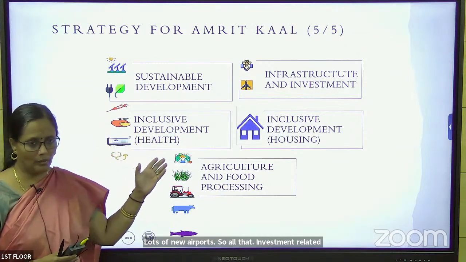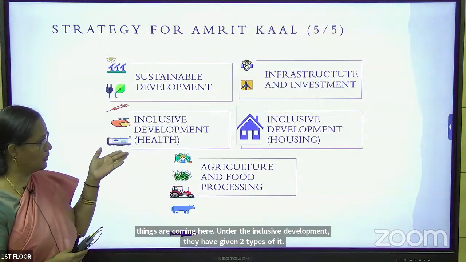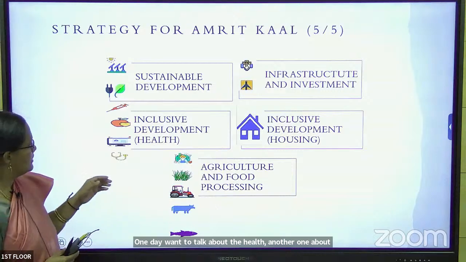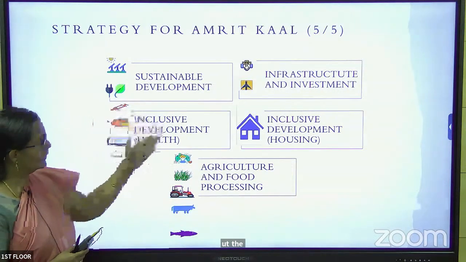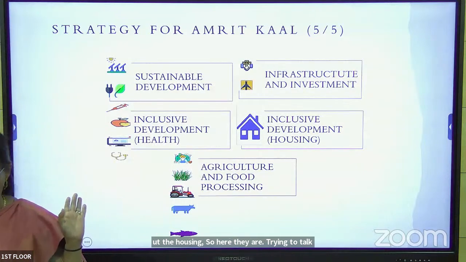Under inclusive development, they have given 2 types of it. One, they want to talk about the health, another one about the housing, tourism, and other things. So here they are trying to talk about the aspirational district programs also under it.